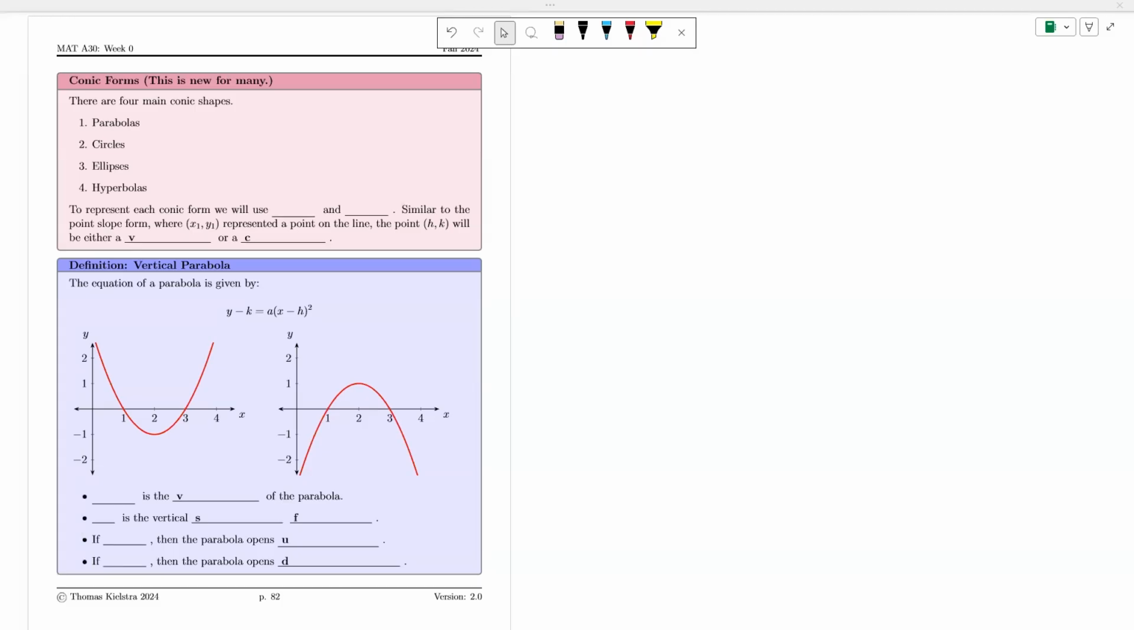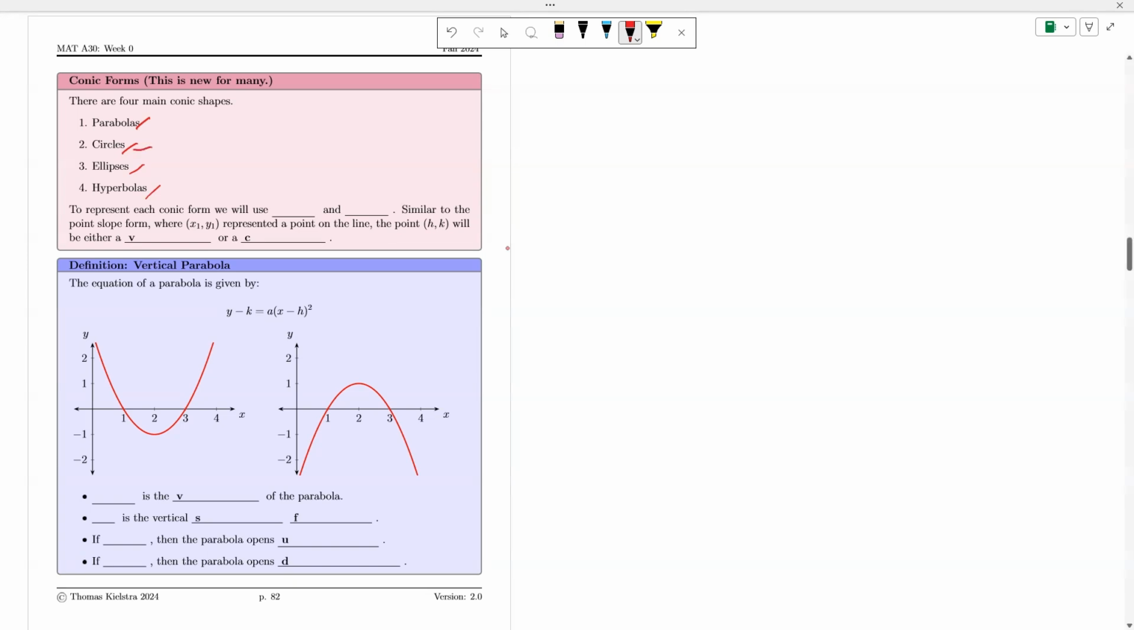We are now going to discuss conic forms. Conic forms are new for most people. There are four main conic shapes. Our conic shapes are parabolas, circles, ellipses, and hyperbolas. So we've got our parabolas, our circles, our ellipses, and our hyperbolas.